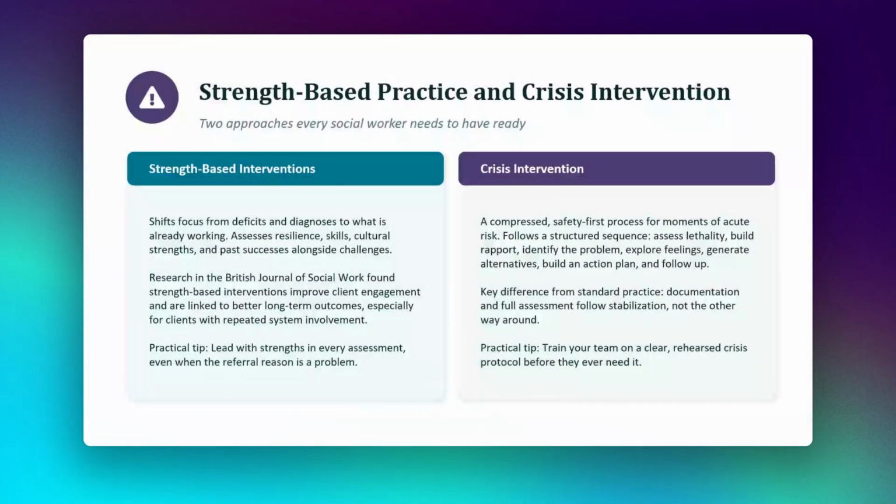Crisis intervention is the opposite in terms of pace. It is fast, structured, and safety first. The 7-stage model moves through assessing lethality, building rapport, identifying the problem, exploring feelings, generating alternatives, developing an action plan, and the follow-up. In a real crisis, that sequence happens fluidly, not mechanically. Getting the client safe is always the first, most immediate goal.